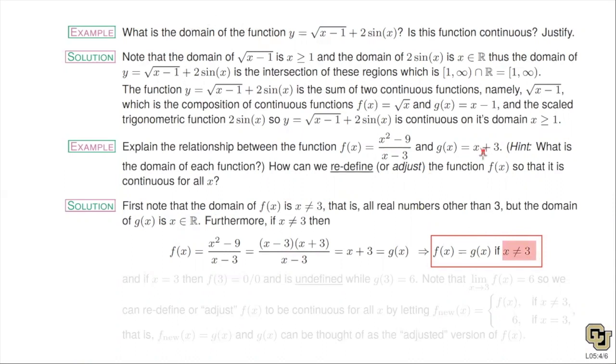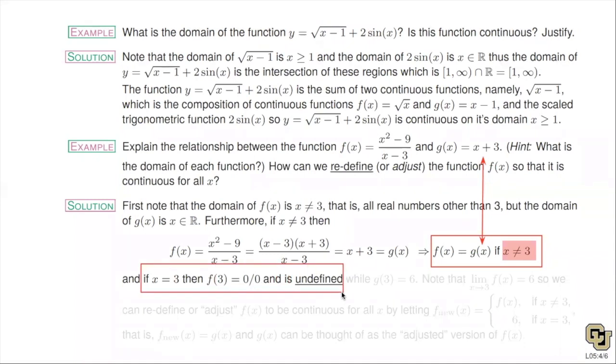So if x is not equal to 3, we can do all this math, and yes, f of x and x plus 3 are the same function. The difference occurs when x is equal to 3. When x is equal to 3, f of 3 is 0 over 0 and is undefined, while g of 3 makes perfect sense. It's defined and is equal to 6. And so right here is the big difference between these two functions.